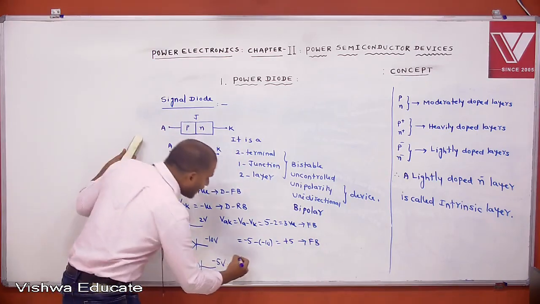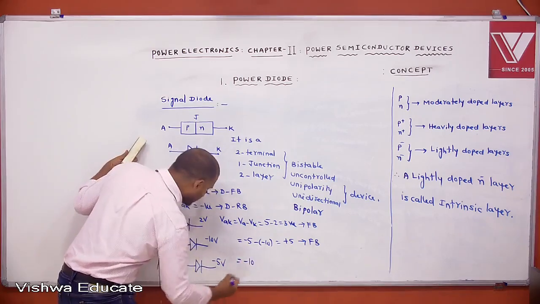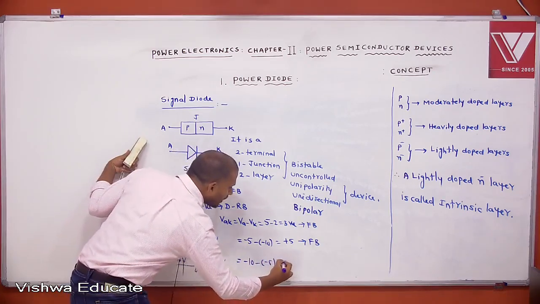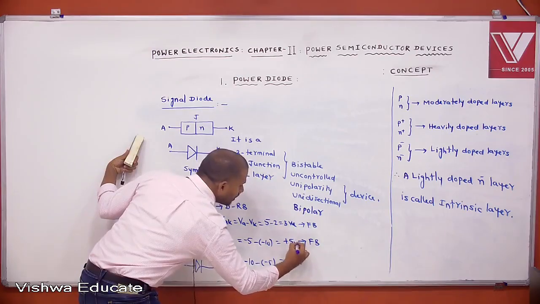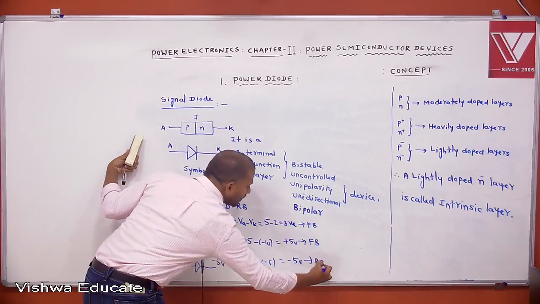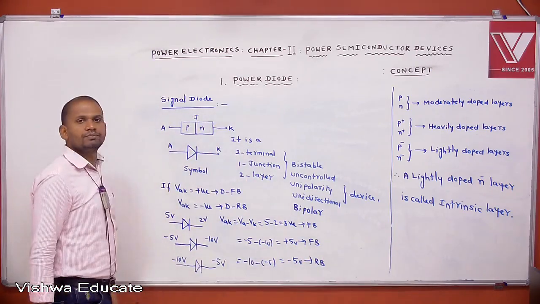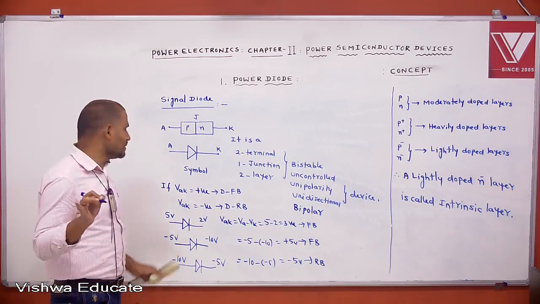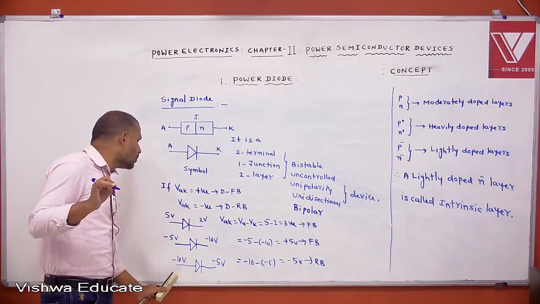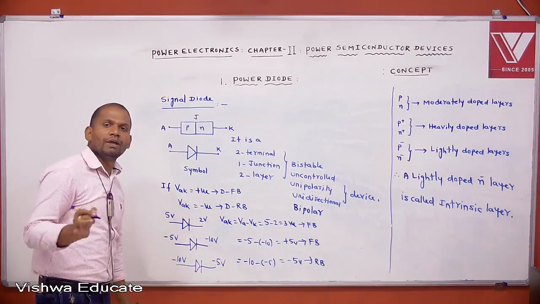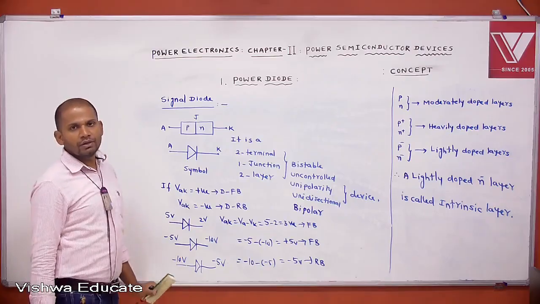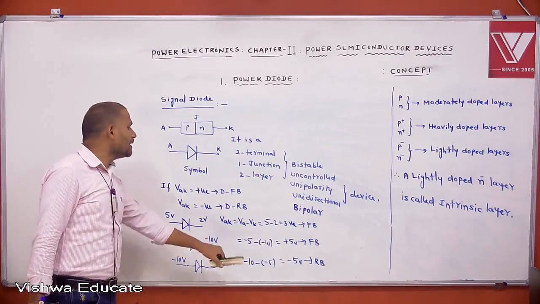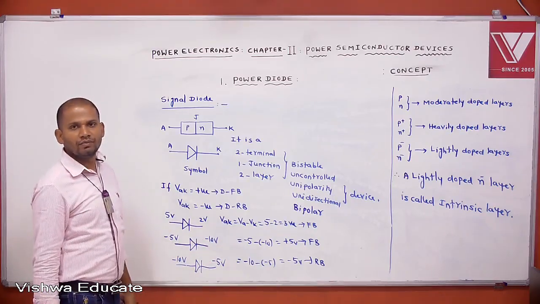Now we calculate the anode to cathode voltage here. Minus 10 minus minus 5. This is minus 5 volts. Then the diode is under reverse bias condition. That's why whether the diode is forward bias or reverse bias does not depend only on the anode voltage or only the cathode voltage. It depends on both anode and cathode voltage. VAK is nothing but VA minus VK.